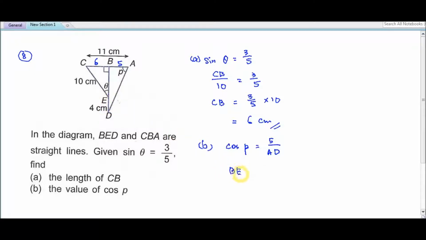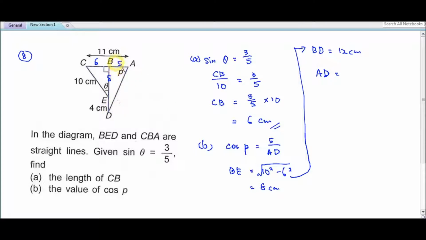BE, the length here, is actually equal to the square root of 10 squared minus 6 squared. You get 8 centimeters. And now we know that BD is actually 8 plus 4. You will get 12 centimeters. Okay, now we have no problem to get AD.